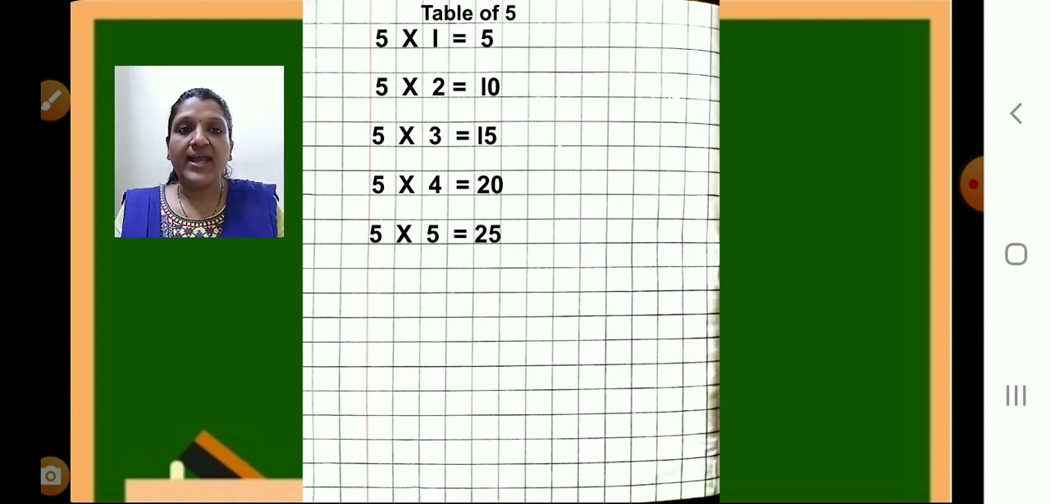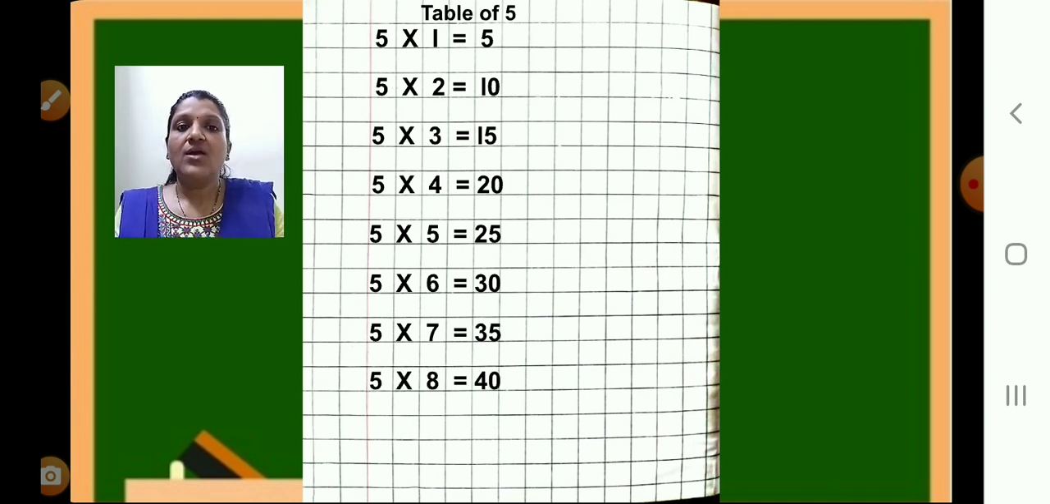Next, 5 into 5 equals to 25. That is, 5 5s are 25. Next, 5 into 6 equals to 30. That is, 5 6s are 30. Next, 5 into 7 equals to 35. That is, 5 7s are 35.